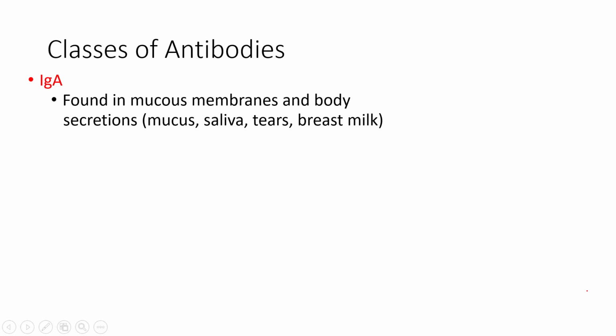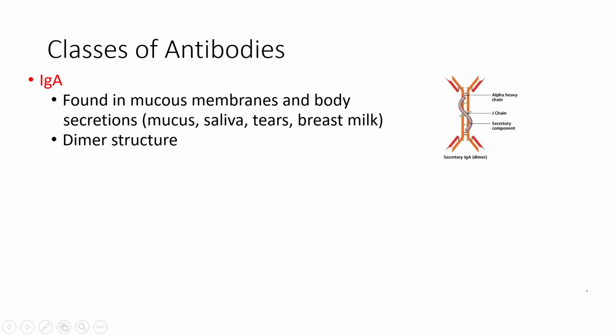IgA, this one hangs out in mucous membranes, so it's in body secretions. Mucus, saliva, tears, breast milk. It's a dimer. So dimer means there are 2 antibody molecules connected to make the IgA structure, and that means there would be how many antigen binding sites? 1, 2, 3, 4. 4.